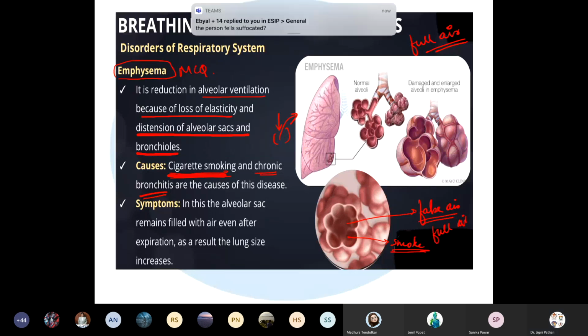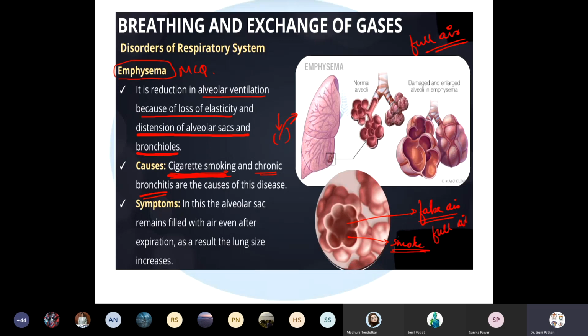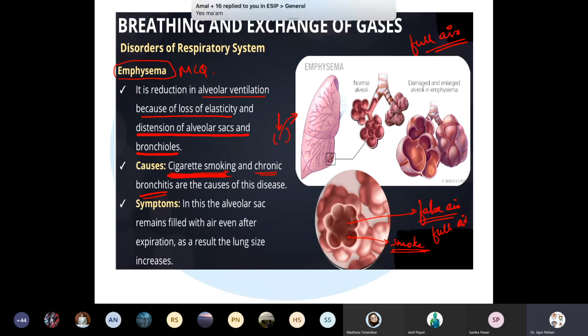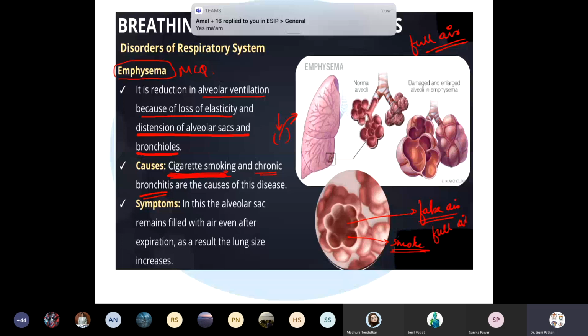Amal, are you understanding? See, the alveolus has obviously gone back. In this case, it has lost the property of elasticity, so you cannot expect it to work normally, like normal alveoli. Is it clear? Zara, I think it's Zara's question. Yes, sir. Okay, are you done with the writing? Can we move to the next?